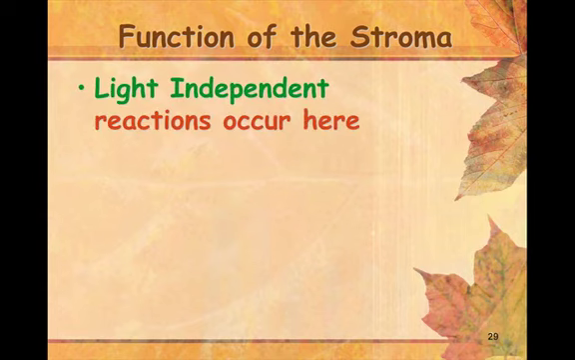So what is the function of the stroma? Remember, the stroma is the gel-like material around each of the grana. It is light independent, and one thing that you need to remember is independent means that you do not need light in order for the chemical reactions to take place.